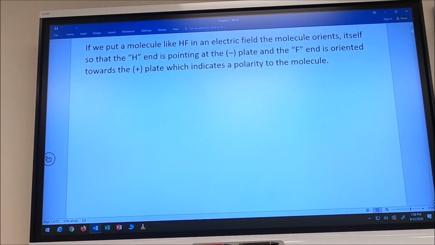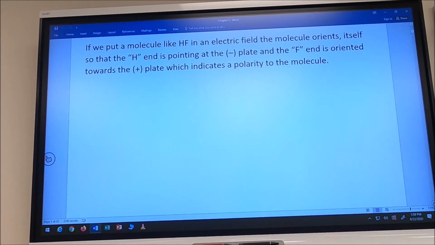Okay? So, if we think about looking at the molecule HF, hydrogen fluoride, and we look at the electric field of the molecule and how the molecule orients itself in an electric field, we'll see that the hydrogen end of the molecule is attracted to a negative plate and the fluorine end of the molecule is attracted to a positive plate. This means that the molecule is polar. That means that there's a separation of charge across the molecule.